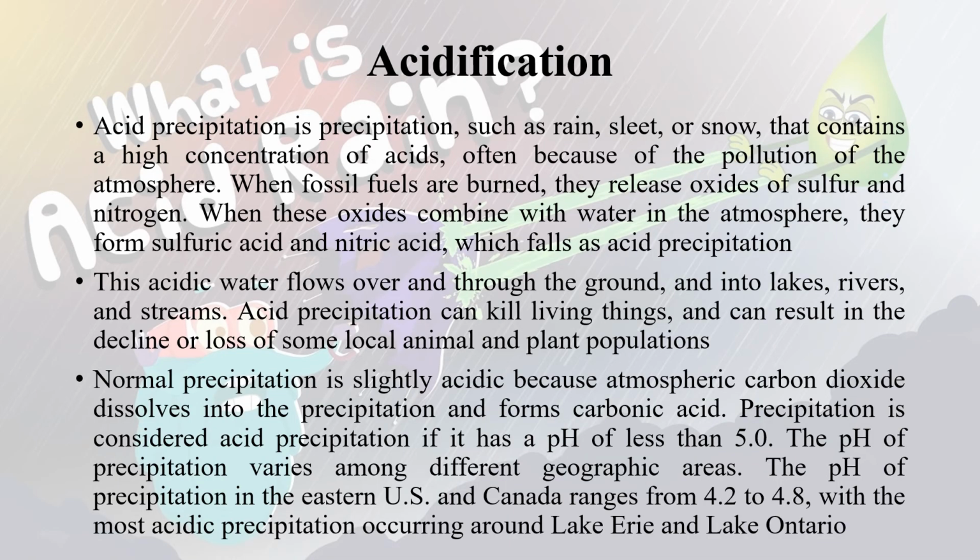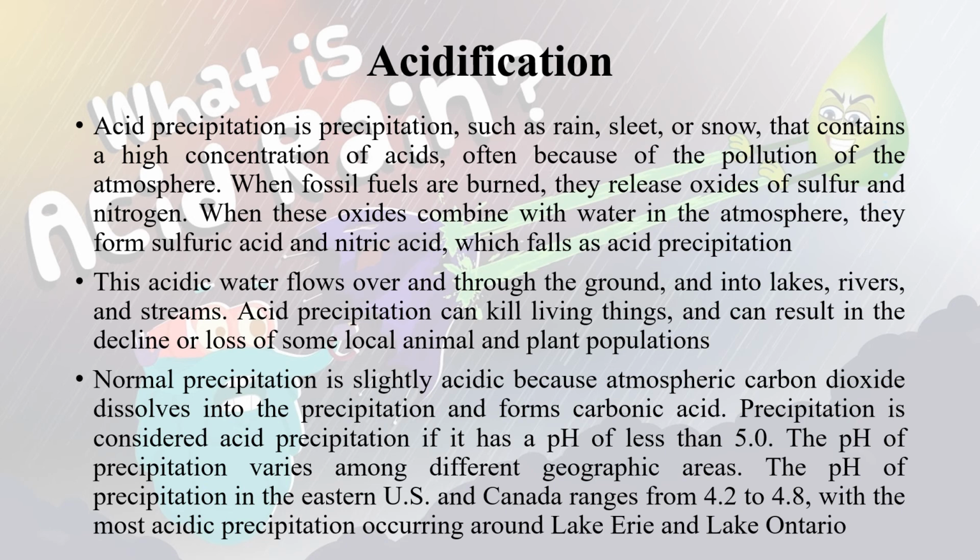Acidification. Acid precipitation is precipitation such as rain, sleet or snow that contains a high concentration of acids, often because of pollution of the atmosphere. When fossil fuels are burnt, they release oxides of sulfur and nitrogen. When these oxides combine with water in the atmosphere, they form sulfuric acid and nitric acid, which fall as acid precipitation. This acid water flows over and through the ground and into lakes, rivers and streams. Acid precipitation can kill living things and can result in decline or loss of some local animal and plant populations.